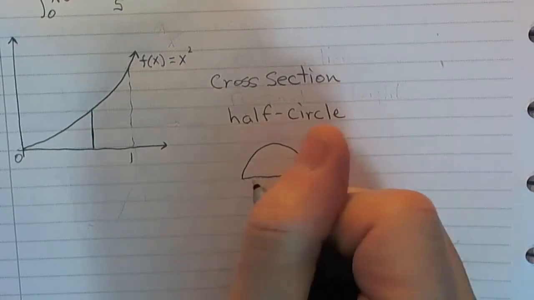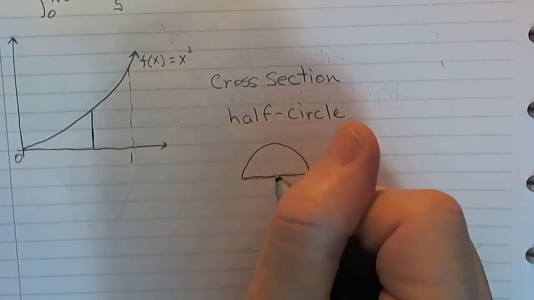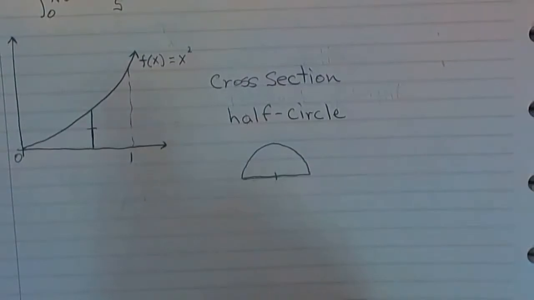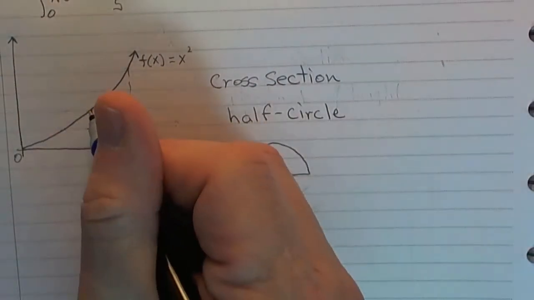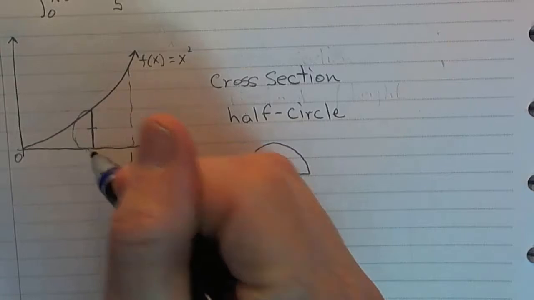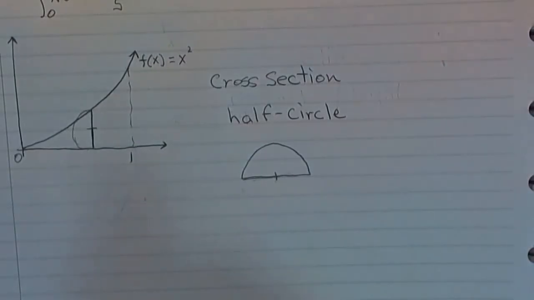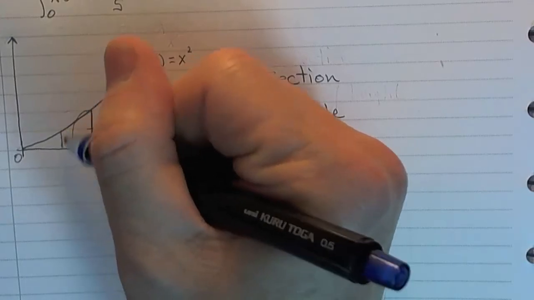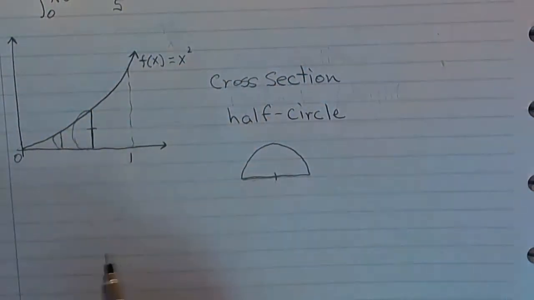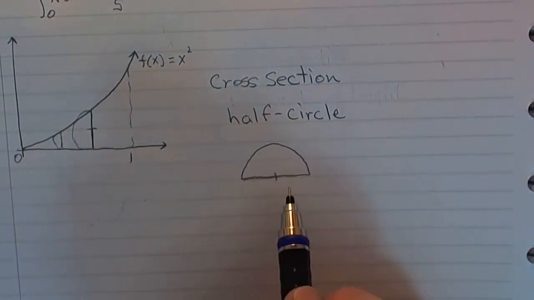So this part right here corresponds to this. And this part here is coming out. Let me see if I can draw it. Yeah, it's coming out like that. Okay? And then of course, all the cross sections are like that. So here we're looking at a cross section.